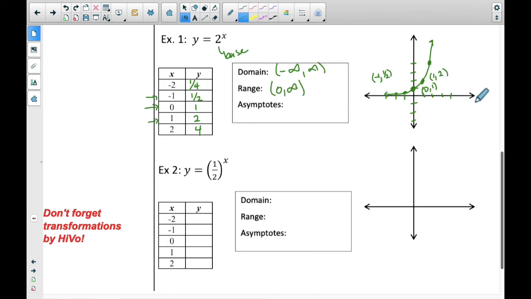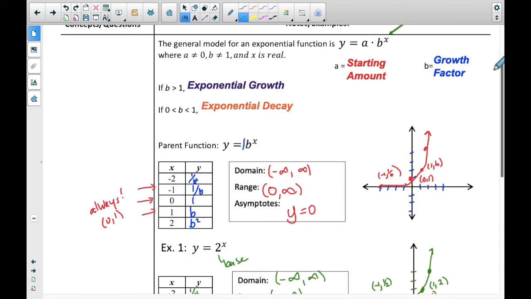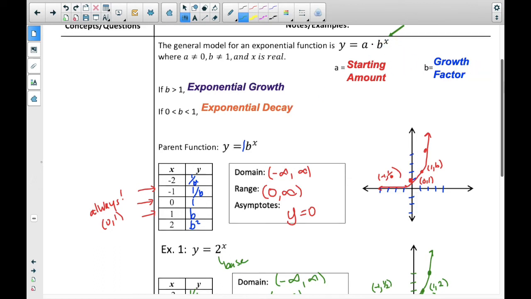On the right-hand side, going upward, it can go to infinity. And then the asymptote is, again, y equals 0. It's not going to go below that. That's what happens with exponential growth. So we said in the beginning that whatever that base is, if that base is greater than 1, it will be growing. If that base is a fraction between 0 and 1, it will be decaying.